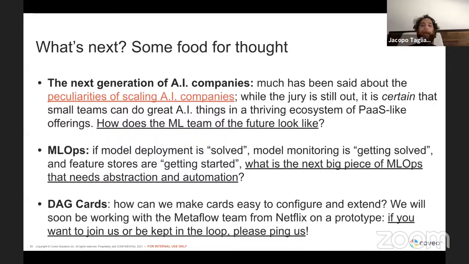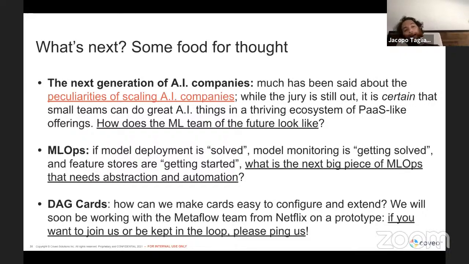But all this being said, what is the next big piece of MLOps that needs abstraction and automation? What do you think is still missing to give practitioners in this field the same type of feeling that I got when I discovered Snowflake? I discovered Snowflake, and I'm like, oh my God, this is awesome. I'm never going to go back to Athena or Spark or whatever. I mean, I love those tools, but this is a different thing. What is the next big thing that's going to happen in MLOps to make our life easy?